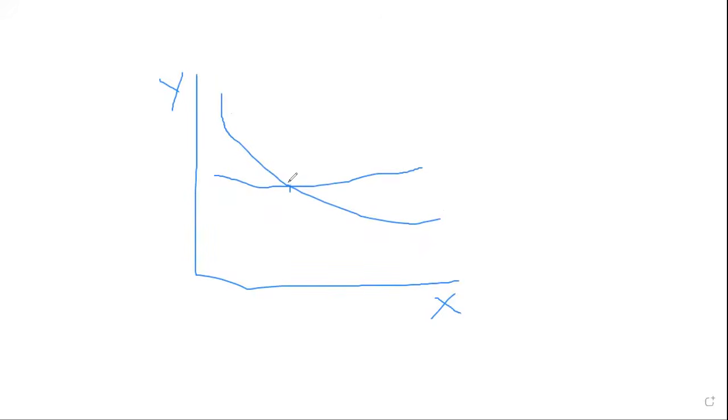Now let's get the points. Let's say this is point A, and let me assume that this is point B, and let me say this is point C. So now let's get it. If you look at the indifference curves, since indifference curve 2 is on a higher level, it means that the satisfaction from indifference curve 2 is higher than the satisfaction from indifference curve 1.